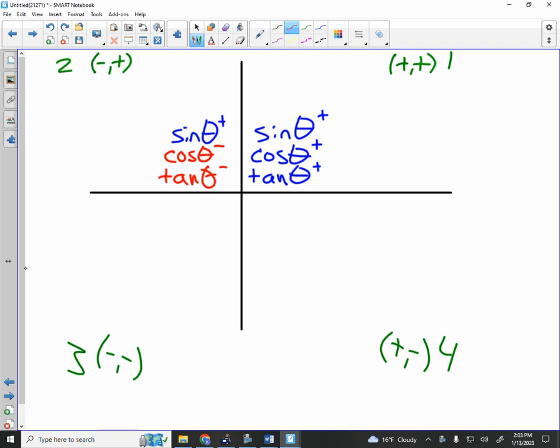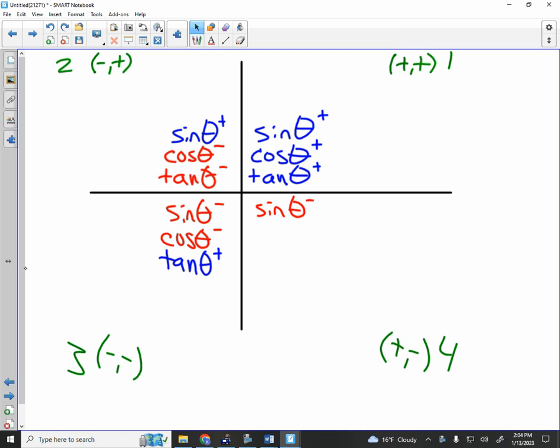As we move to the third quadrant, is sine positive or negative? Sine will be negative. How about cosine? Cosine will be negative. How about tangent? Should they all be negative, just like in the first one they're all positive? Negative divided by negative is positive, so tangent is positive. And in the fourth quadrant, which is the only one that will be positive? Cosine is the only one that will be positive.